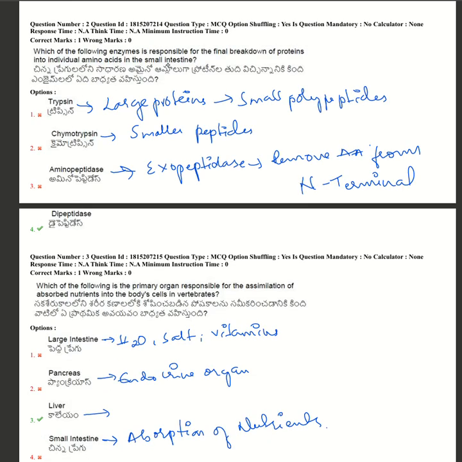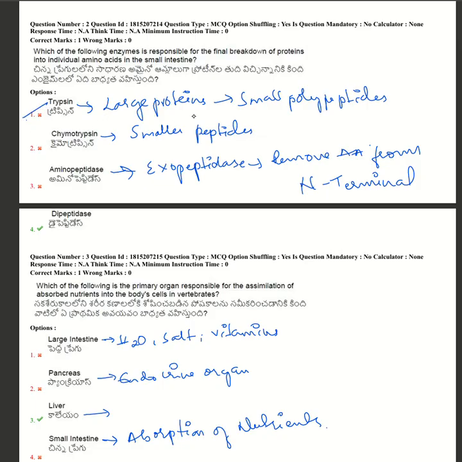Which of the following enzymes is responsible for the final breakdown of proteins into individual amino acids in the small intestine? So here, breakdown of protein into the individual amino acids. Okay, so all these enzymes, trypsin, chymotrypsin, aminopeptidase and dipeptidase, are involved in the breakdown of protein, but not all into the individual amino acid. Let's see, trypsin.